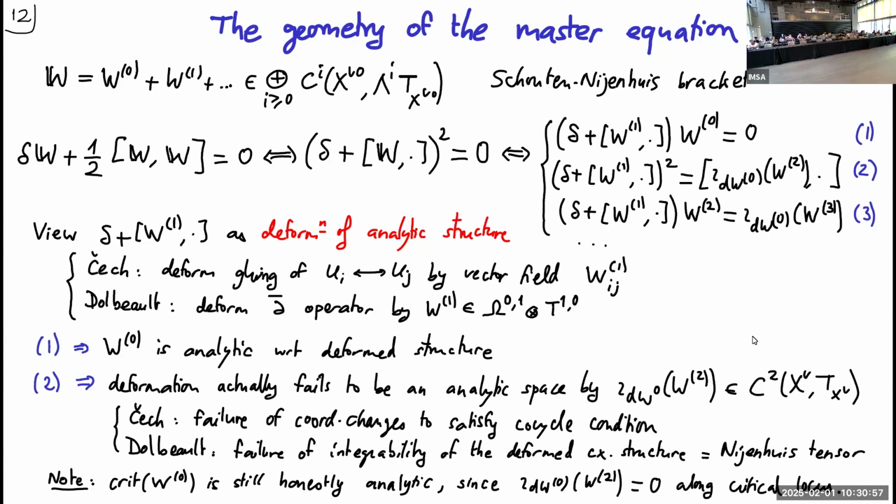Even if you're stuck in this world, a piece of good news is that the critical locus of the superpotential, which is the part that everybody cares about, along that, this term vanishes because of the interior product of dW0. And so the consequence of that is the critical locus of the superpotential on one of those weird deformed Hirzebruch models is still an honest analytic space. You can still do whatever you like to do with it. But the space around has gotten a bit weirder.